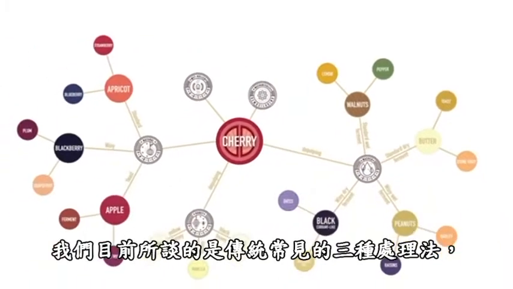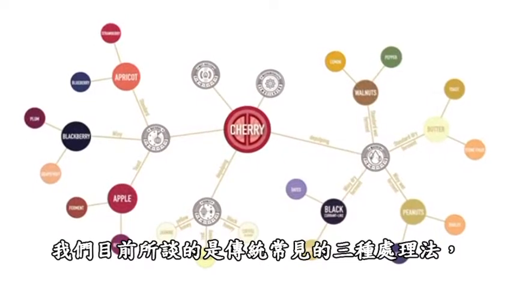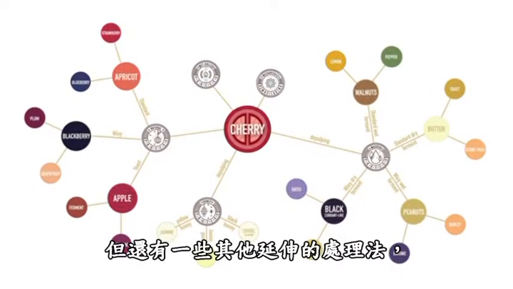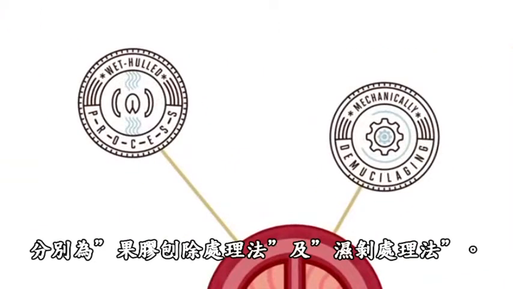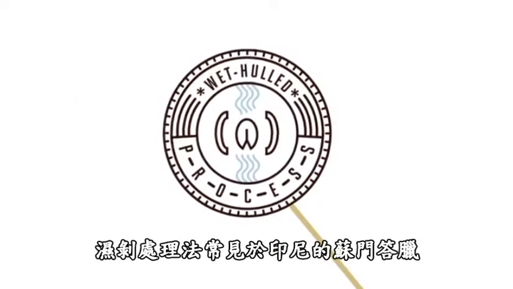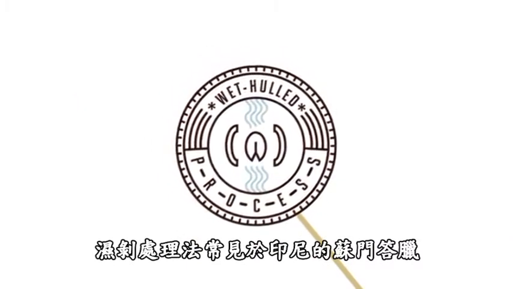So these down here are your three standard processing methods. But there's kind of some oddballs that don't really fit into any of these. Those are your mechanically demucilaged coffees and your wet hold coffees. Your wet hold coffees typically are done on the island of Sumatra in Indonesia.